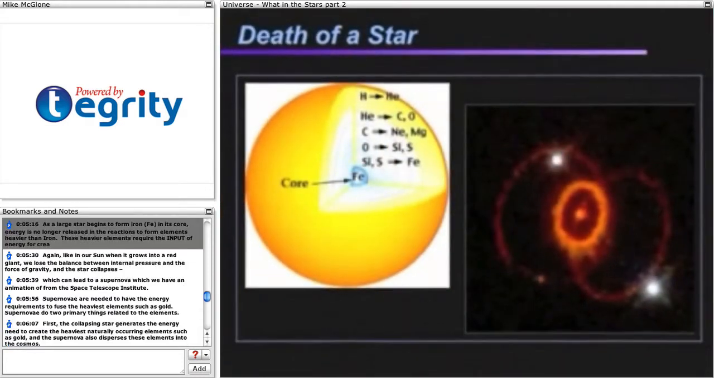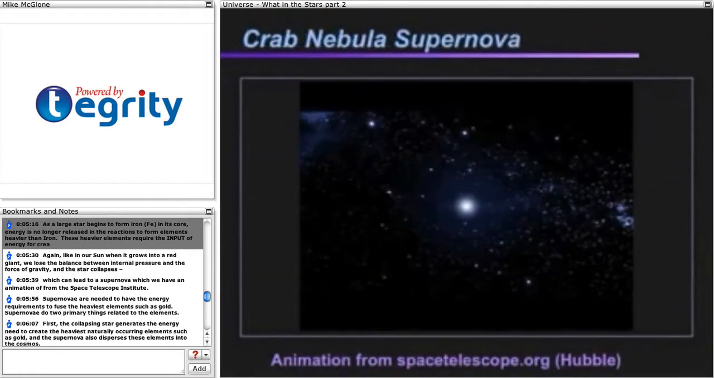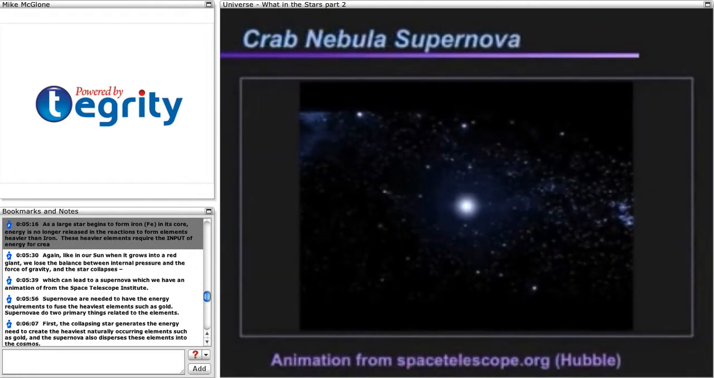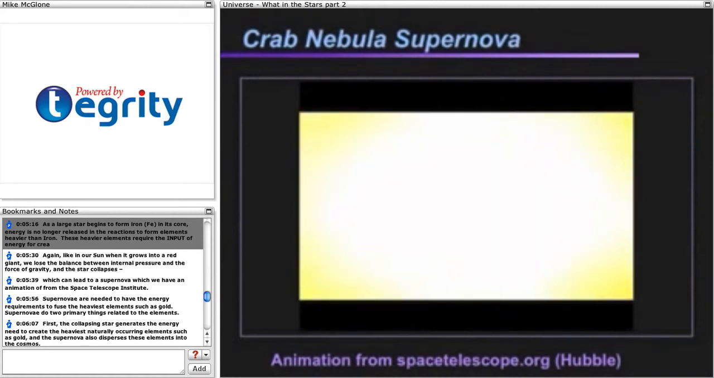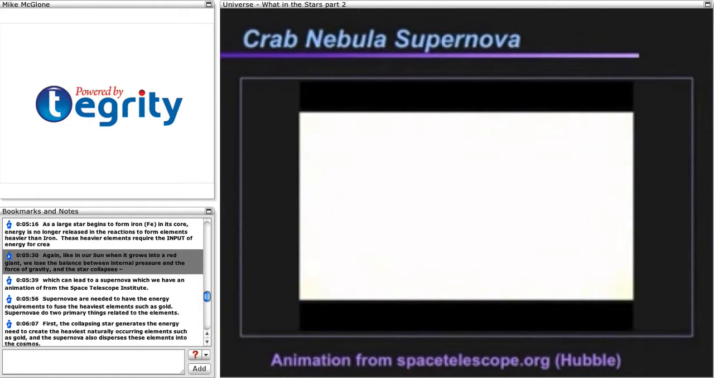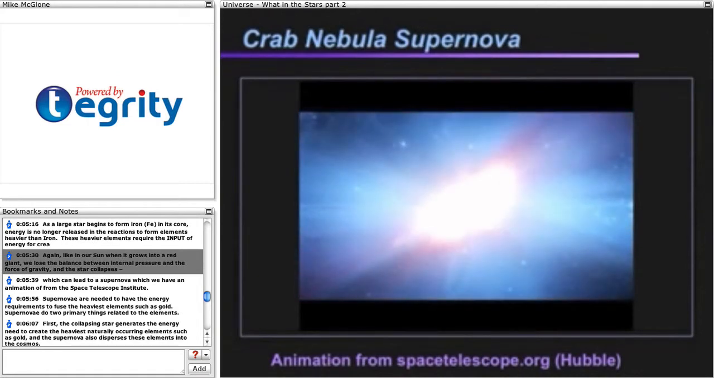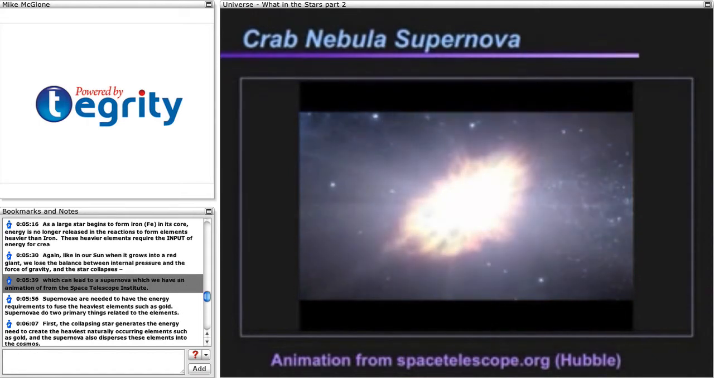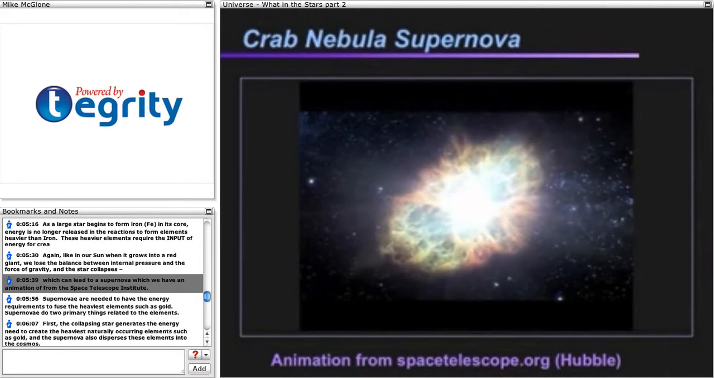As a large star begins to form iron in its core, energy is no longer released in the reactions to form elements heavier than iron. These heavier elements require the input of energy for creation. Again, like in our Sun, when it grows into a red giant, we lose the balance between internal pressure and the force of gravity, and the star collapses, which can lead to a supernova, which we have an animation of in the Space Telescope Institute.